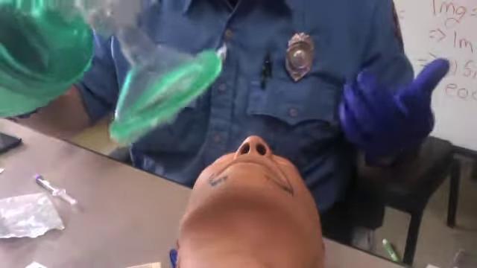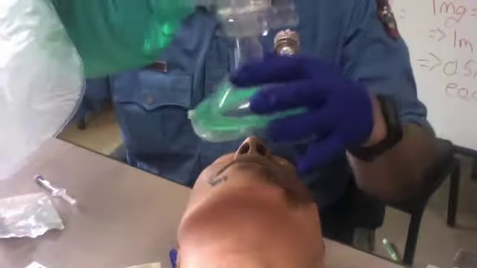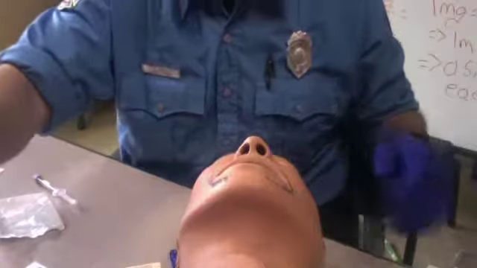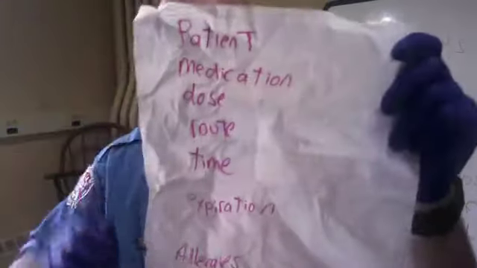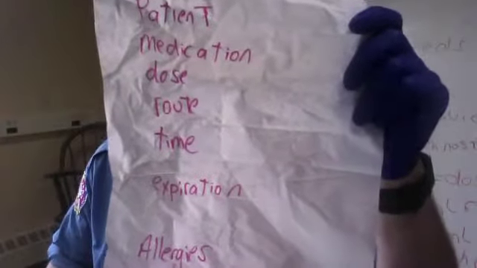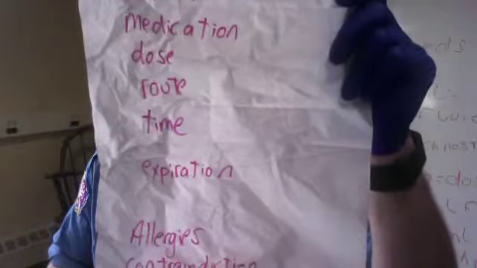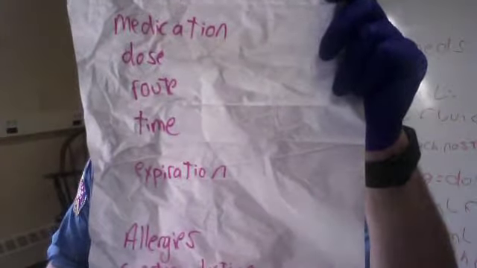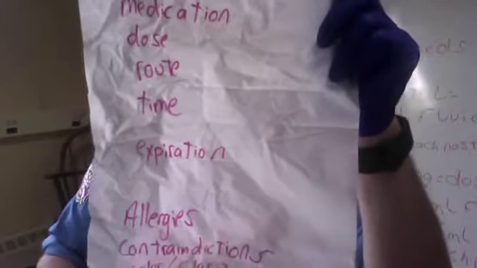Okay, we've confirmed this is an opiate overdose. Our crew is going to ventilate our patient while we get our equipment ready. And like every other medication we administer: patient, medication, dose, route, time, check the expiration. In the setting of a respiratory arrest opioid overdose, you don't have to worry about allergies. Check for any contraindications, check the clarity and color of your medication.